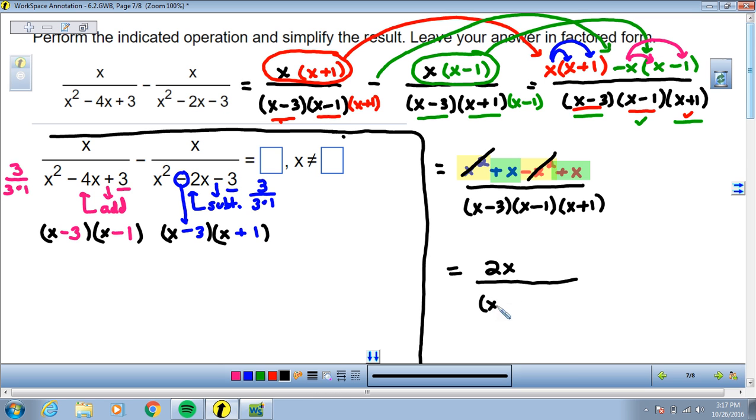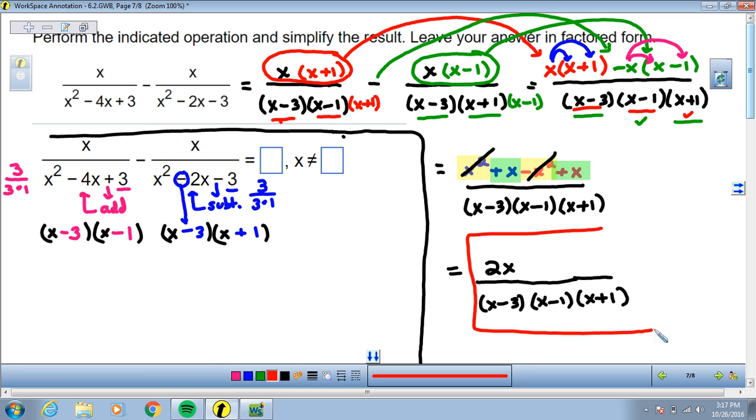And there is no factors that we can divide, right? We cannot simplify the 2x with any of my denominators. So my final answer is going to stay like that. Okay? To finish this question, so that will be the answer that goes right in here.